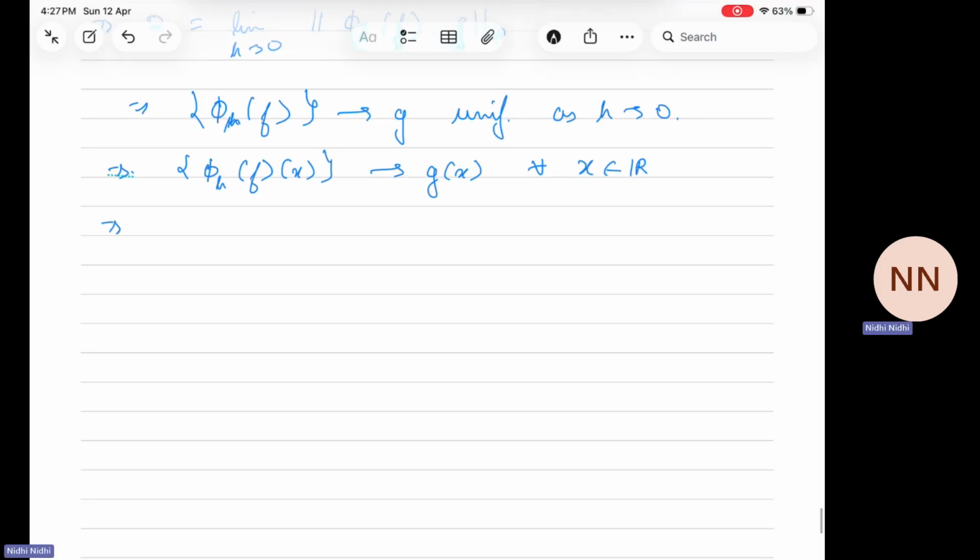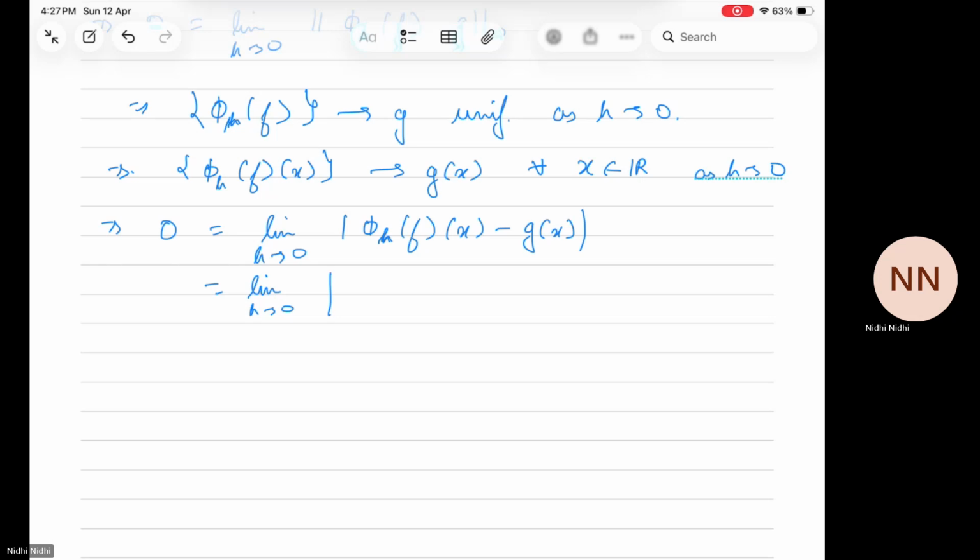That means 0 is equal to limit h tending to 0 mod phi h f x minus g x. Now, by the definition of this function phi, this is equal to mod f x plus h minus f x upon h minus g x.